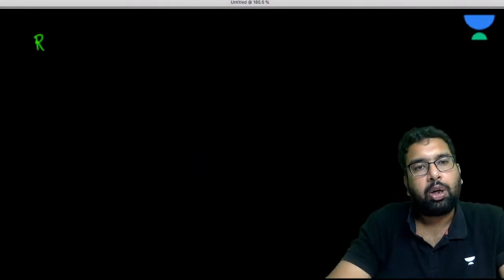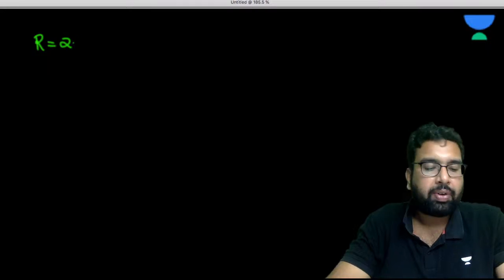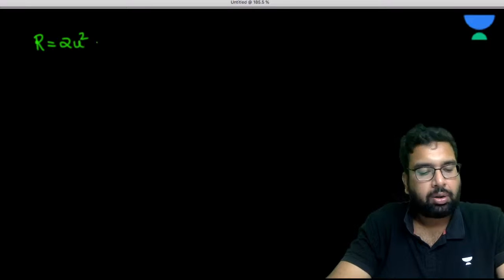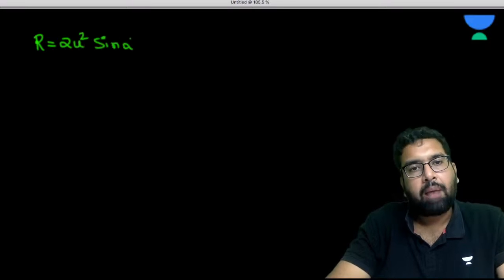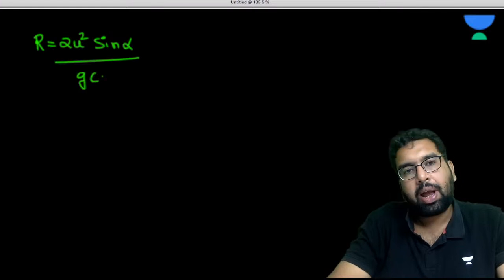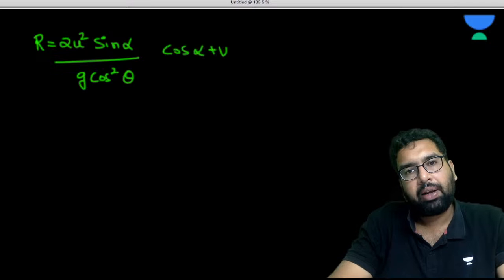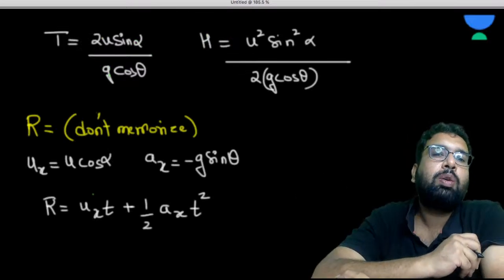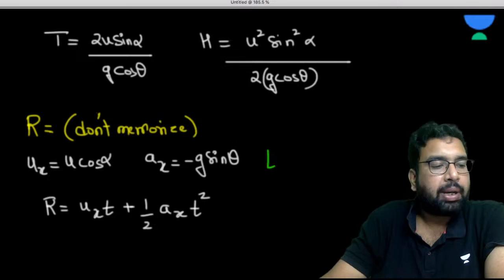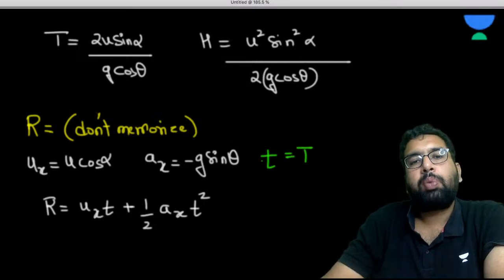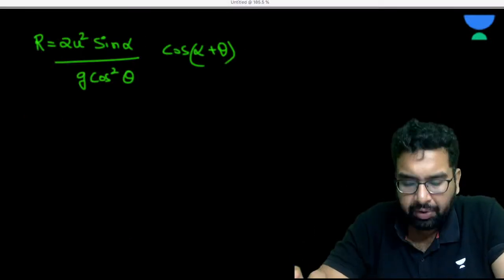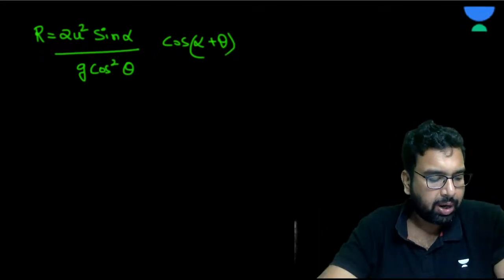R is equal to 2. So when we do some geometry, some trigonometry, when we put the formulas and everything, we are getting this expression: 2u square sine alpha upon g cos square theta, and cos alpha plus theta, right? When you derive it, when you put this value of ux, then you put this value of capital T, you put this, so this T is capital T. When you put everything in this equation, you are going to get something like this, which is not at all feasible. Don't memorize it. That's all.